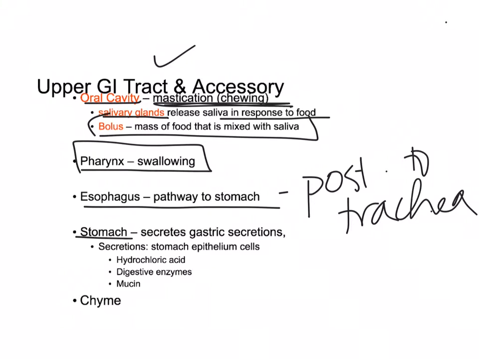Now the stomach is going to secrete gastric secretions, which come from the epithelial cells, so hydrochloric acid, some digestive enzymes, and then this mucus that's called mucin. When that mixes with the bolus, that becomes chyme.